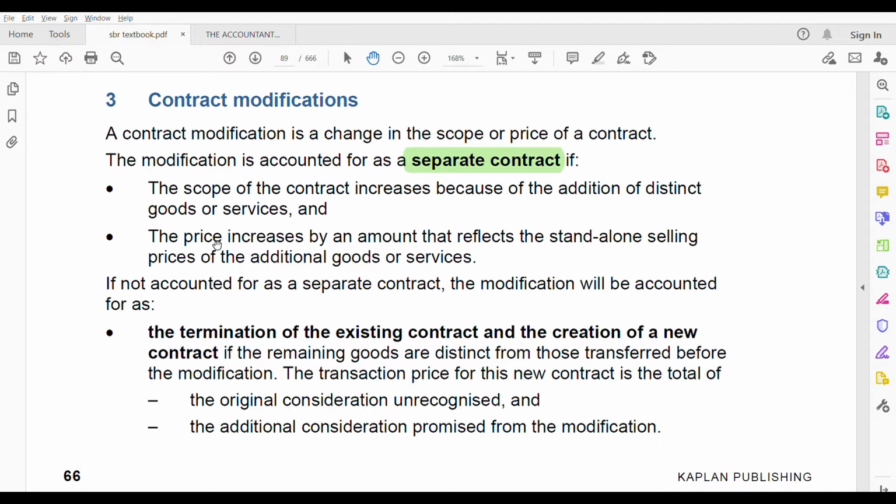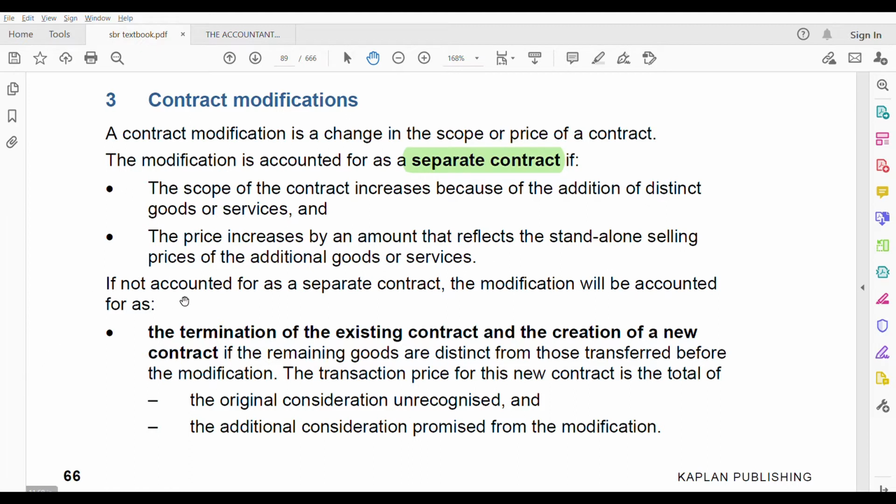Next, the price increases by an amount that reflects the standalone selling price of the additional goods or services. So you can tell that for the additional goods and services, let's say there are three different goods, for all the three different goods the price is given. That price reflects the price for additional goods and services. Therefore, the price increased. So either the scope and the price, if this increases, then it is known as a separate contract.